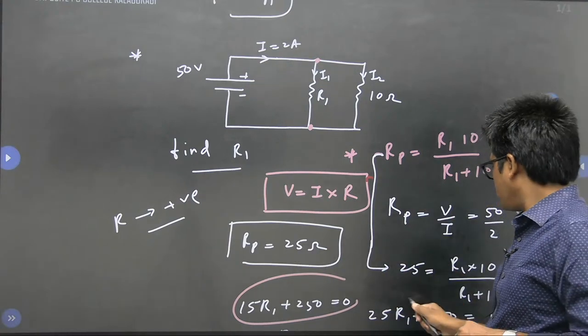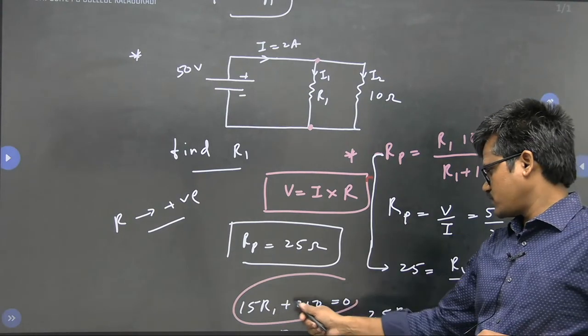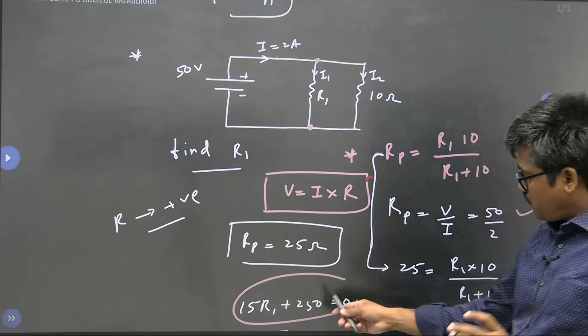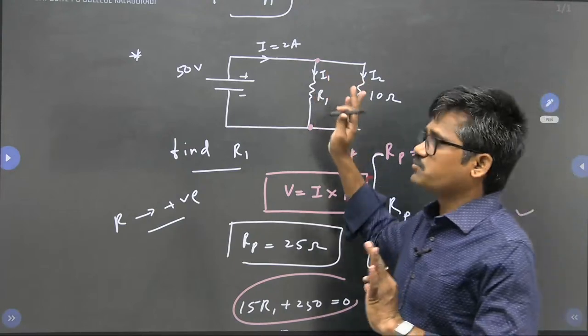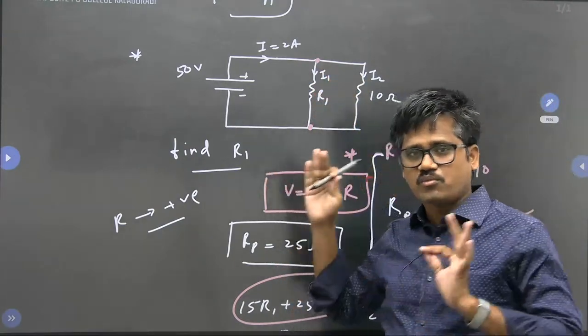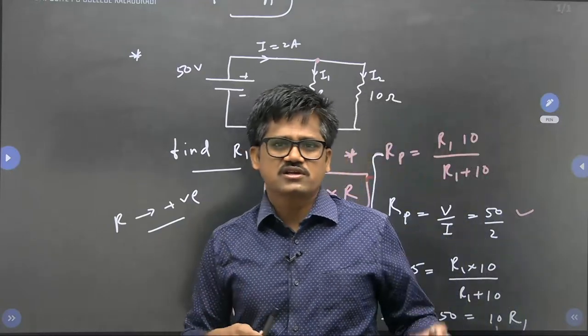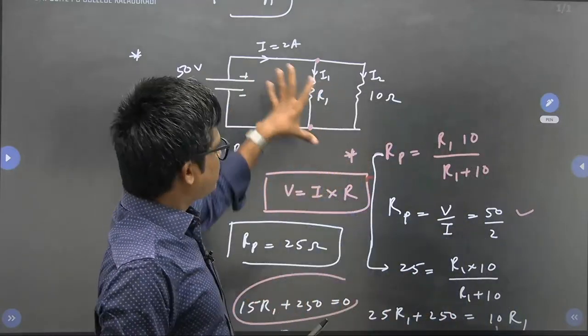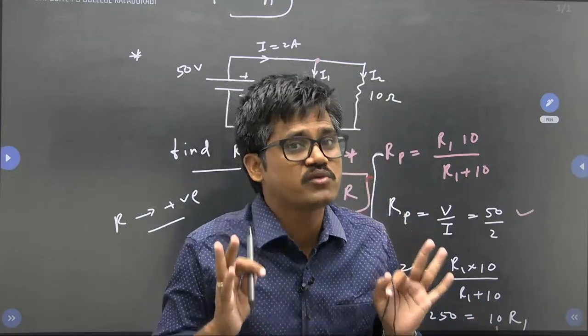Then you substitute here: R1 into 10 divided by R1 plus 10, and cross multiply, 25 R1. Then 25 into 10 will be 250, and here R1 into 10. So 10 R1, if you take here, it will be 15 R1 plus 250 is equal to 0. But if you do it here, you are getting negative, that's wrong. If such a case comes, all values are not properly placed. Resistance should always be positive. Here arbitrary values were taken, which means whatever set of values I took does not match the circuit, because I am getting negative resistance, and it should always be positive.